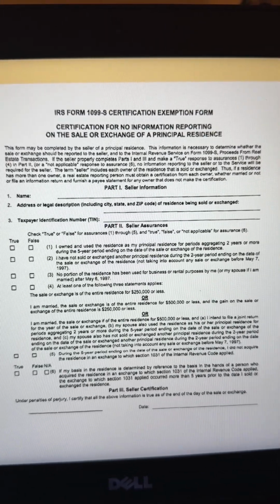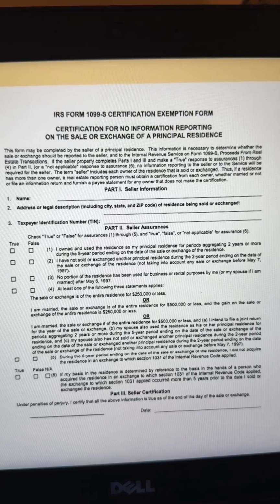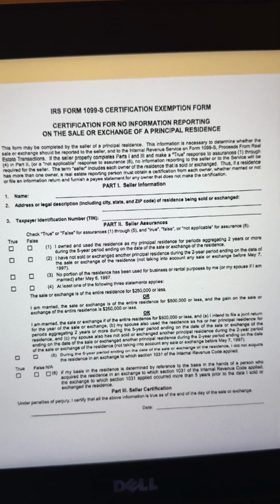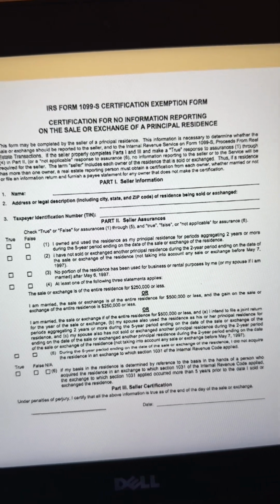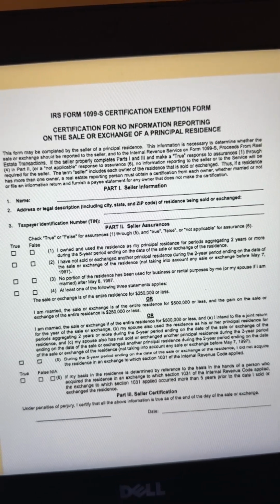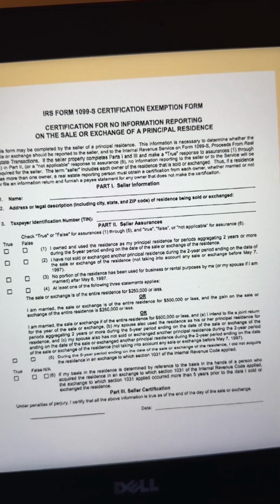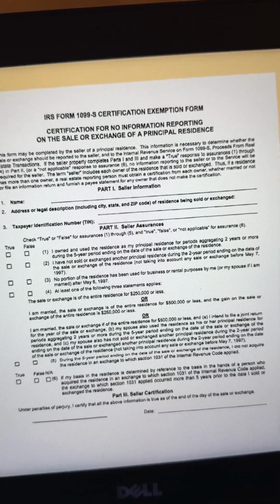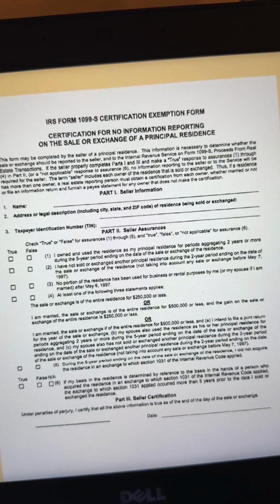Line 2 is going to be the address. And that's the address of whatever residence is being sold. This might be pre-filled, it might not be. If it's not pre-filled, make sure it is the residence that's being sold, whatever property is for sale.